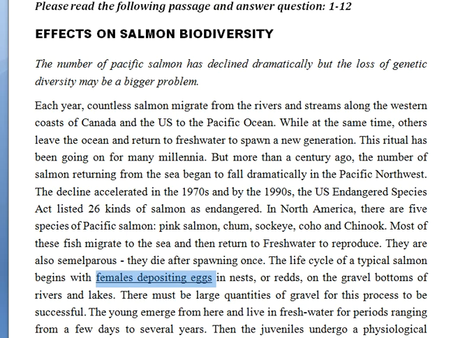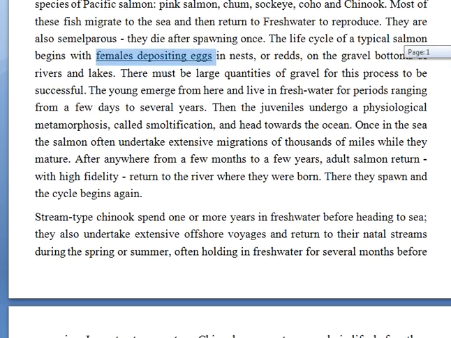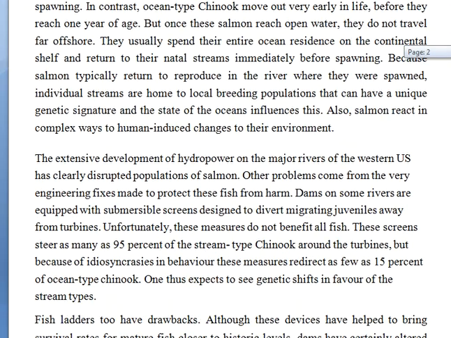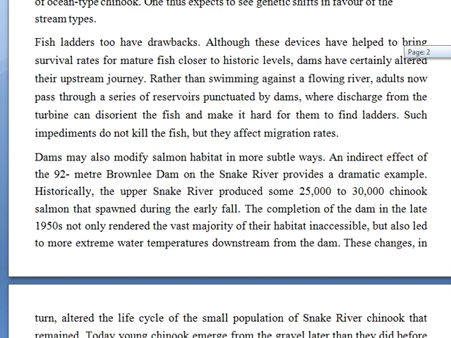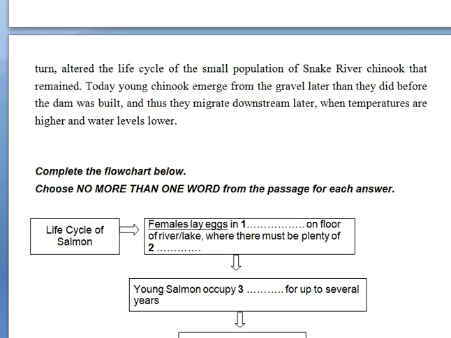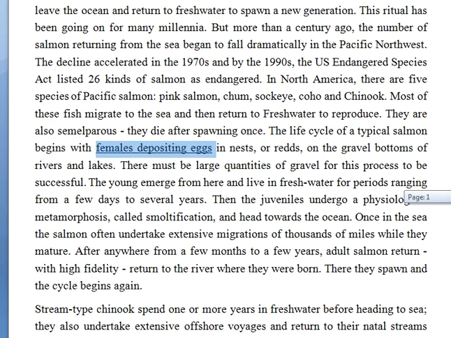Then I'll go back and I'll see what exactly the question is asking for. I have got the location of the answer, so let's see what the question is asking. Females lay eggs in what? Okay, in what? And how many words? That's also important. No more than one word we have to write. So where do they lay eggs? That's the question.